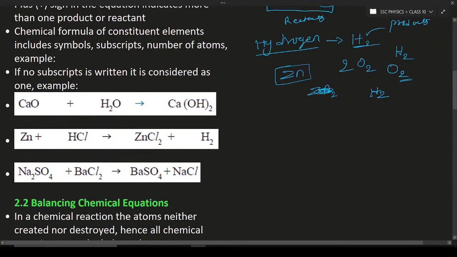And as an example, here you can see calcium oxide. Before the calcium oxide no number, and after the calcium oxide also no number. So calcium oxide plus water molecule are going to react together to form calcium hydroxide. Next, zinc plus HCl react together to form zinc chloride plus hydrogen, and so on. Another example is sodium sulfate and barium chloride. They react together to form barium sulfate and sodium chloride. So these are a few examples of chemical equations.